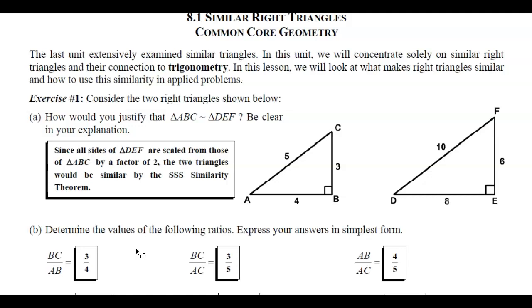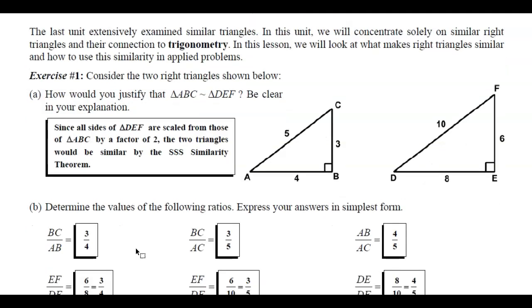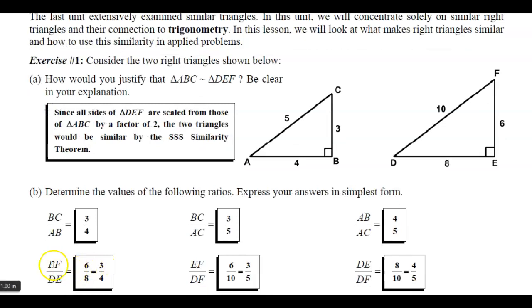Now, if I convert those to the other triangle and do their corresponding segments, so EF corresponds to BC and DE corresponds to AB. So basically what I'm doing is taking the large triangle's version of BC over AB. Checking its measurements, turns out that that ratio is also 3:4. EF over DF does the same thing, divides out to 3:5, and DE over DF does the same thing as well as its counterpart and divides out to 4/5.